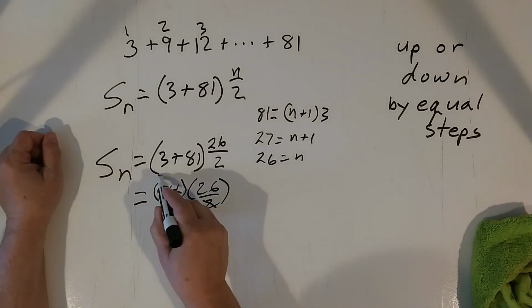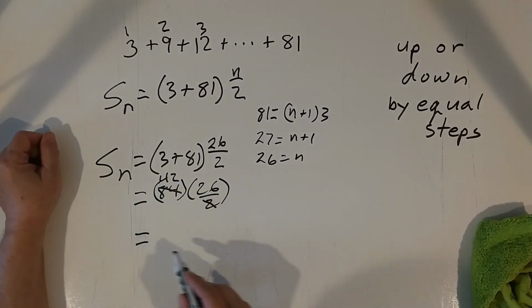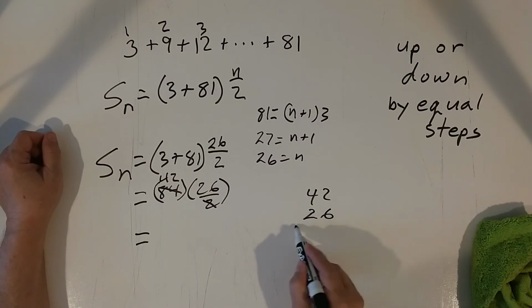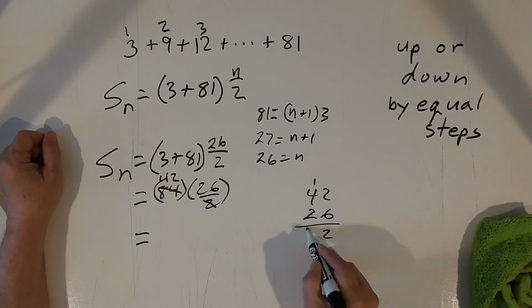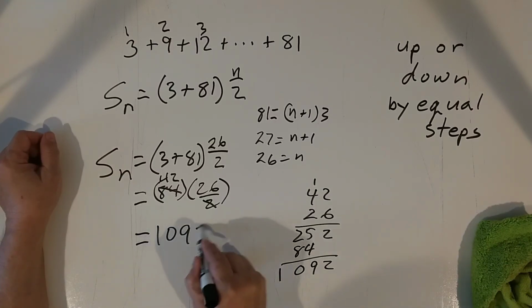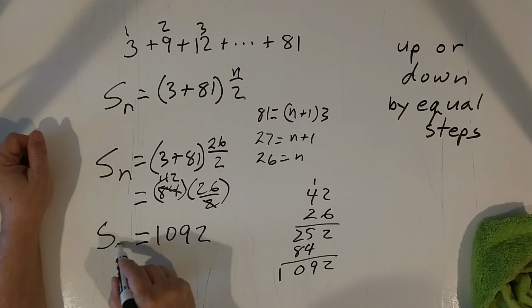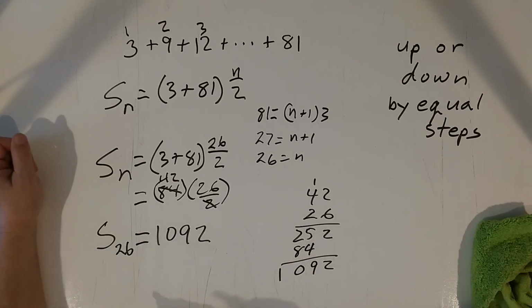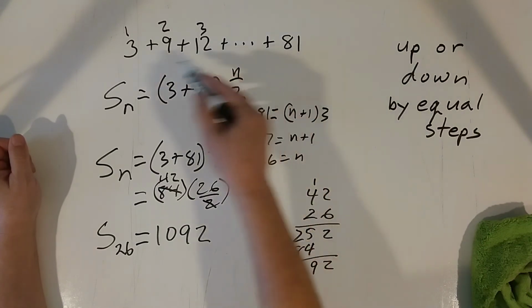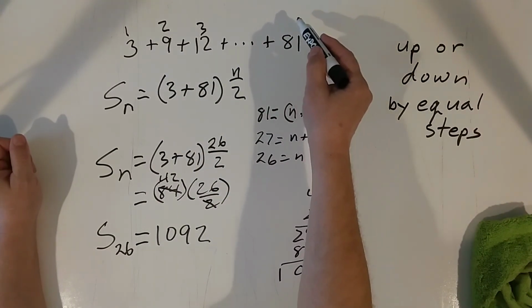reducing, 42 times 26. I don't have a calculator, but we can do it longhand. 12, 25, 4, 8, 1092. Notice that 26 was 1 less than the number of the term.